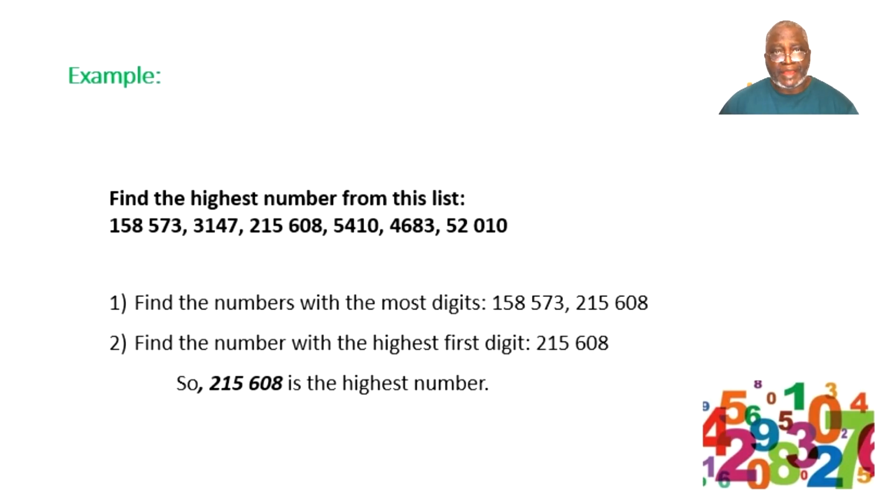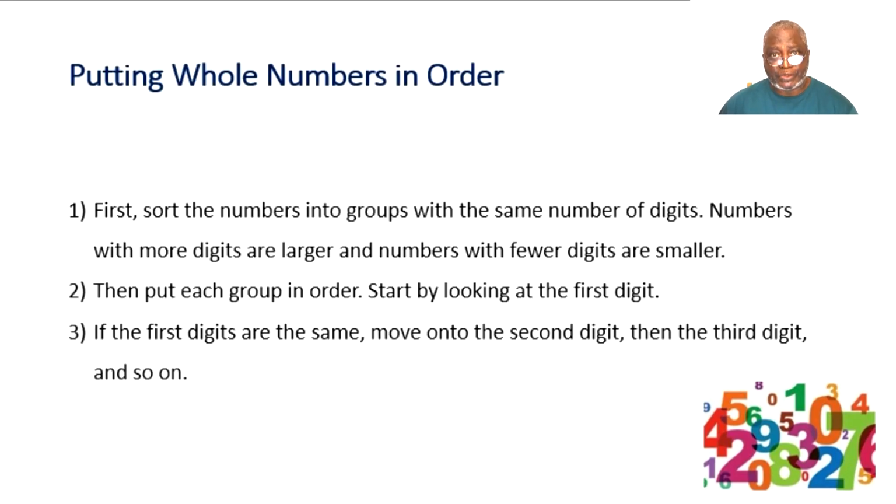In addition to finding the highest and lowest number, you will need to be able to put numbers in order. It's a similar process. The only thing is you have to do it with all the numbers in the series. First, sort the numbers into groups with the same number of digits. Numbers with more digits are larger and numbers with fewer digits are smaller. Then put each digit in order. Start by looking at the first digit. If the first digits are the same, move on to the second digits, then the third, and so on.